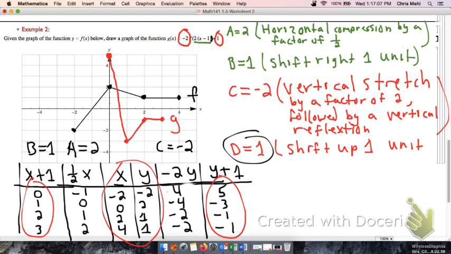And you can see the horizontal compression because the graph is not as wide as it once was. You can also see the vertical stretch because the graph is taller than it once was. You can see the reflection because the graph has been turned upside down, and then there has been some shifting, vertical and horizontal shifting.